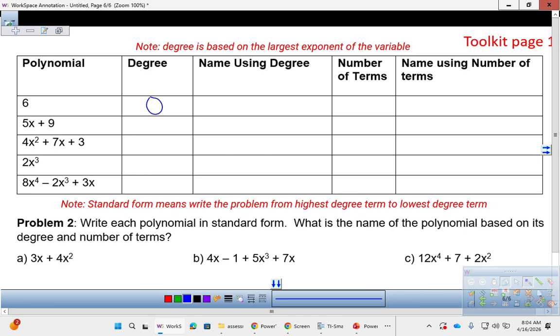If something has an x, but no exponent, there's like a 1 on that. If a problem doesn't have an x at all, that's what I mean by degree 0. So there's nothing I can even put an exponent on in terms of the variable. So this one, 6, is called a degree 0 because there's no variable at all in it, okay? So if you have something that is a degree 0, the name for that is called a constant.